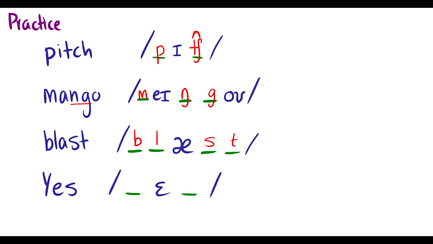So this one's pretty straightforward, of course, just to show that they're not all crazy transcriptions. What about yes? Well, we have that y sound, and that's a glide, so we get that little J there for a y. Then we have e, and then we have s, so we have this S at the end. So now we have pitch, mango, blast, and yes. So those are some nice sound differences.